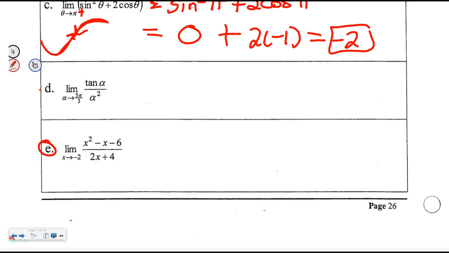Let's go to letter E. What are you going to do? Okay, go ahead and plug it in. I'm going to tell you what not to do after you plug it in. So you go plug it in, and you should actually plug them all in. Because if you get a number to your answer, if there's an issue you want to know, is it an asymptote or a hole in the graph? Okay, so this one's going to be a hole in the graph.